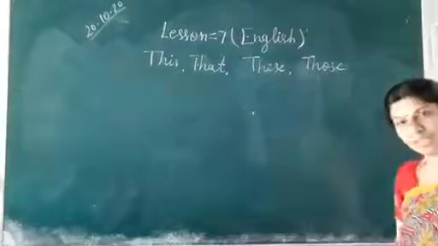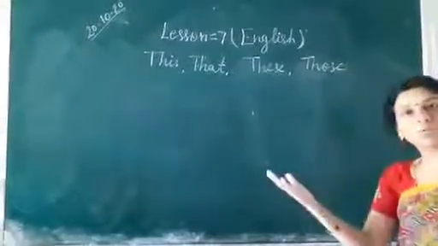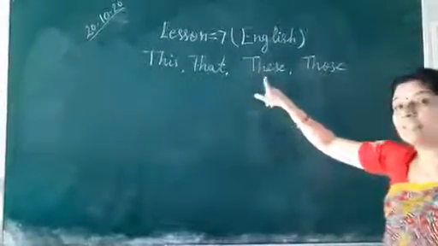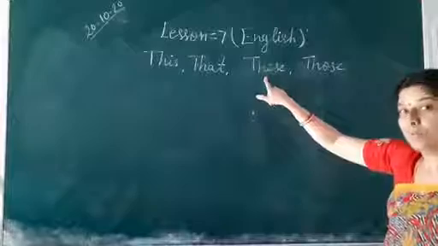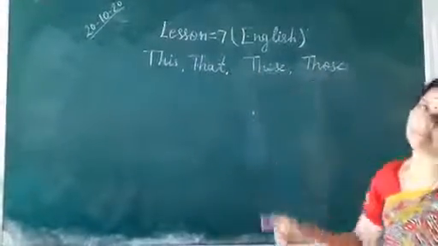These are near to us and many things. Those are far to us and many things. This is singular. These is plural. That is singular. Those is plural of that.